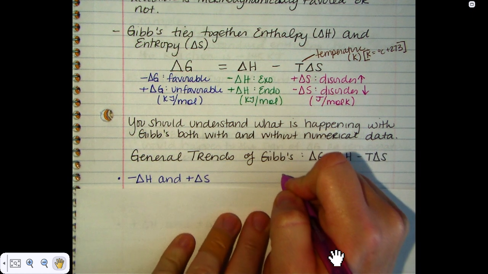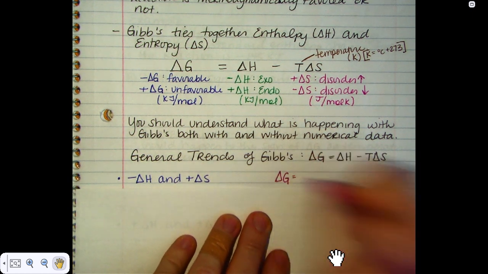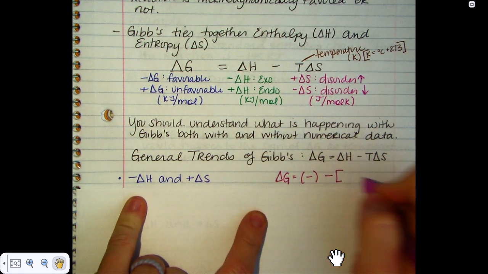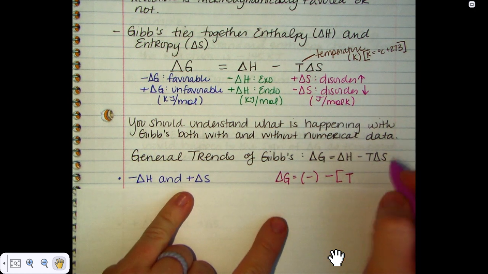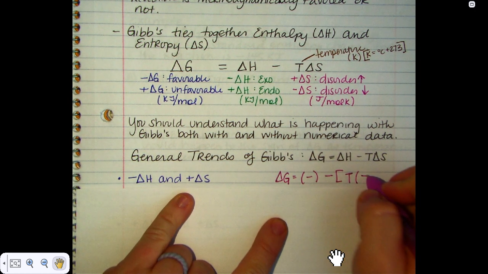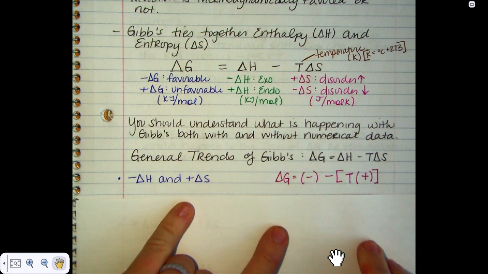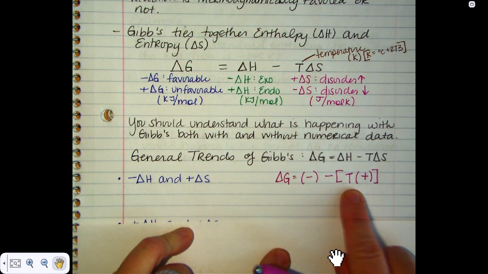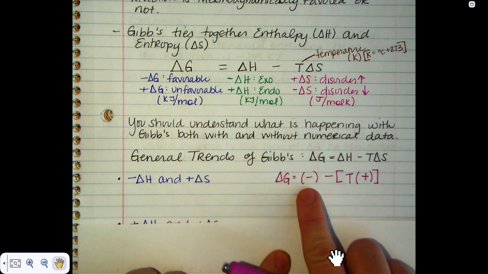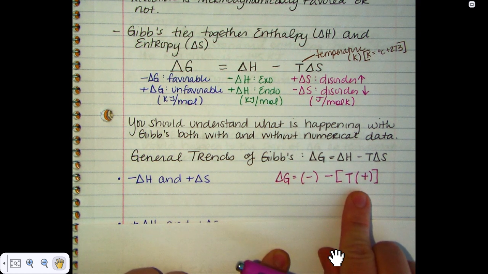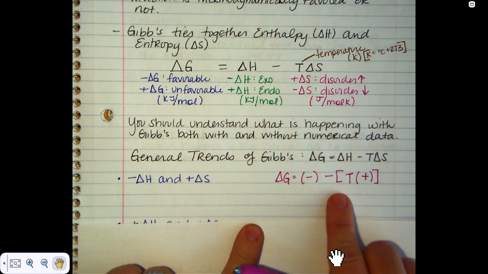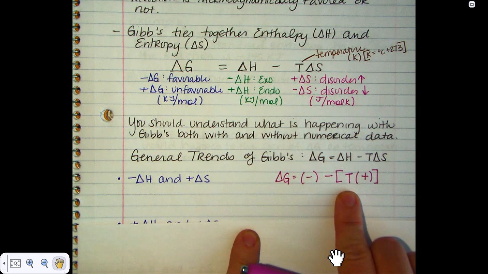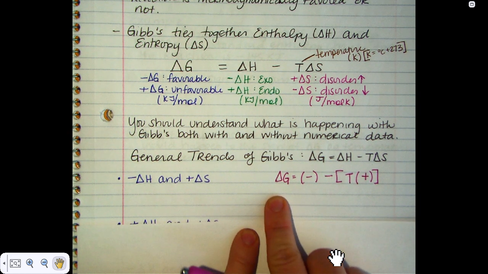So delta G is equal to, I'm going to have a negative H minus the temperature, which is a positive Kelvin value, times a positive S. Okay, so let's look at what's happening here mathematically. So a positive S times a positive temperature is a positive number. So what I have here is a negative minus a positive. So that means that no matter how I slice this, delta G is going to be negative.